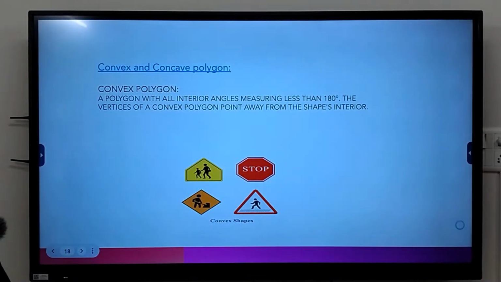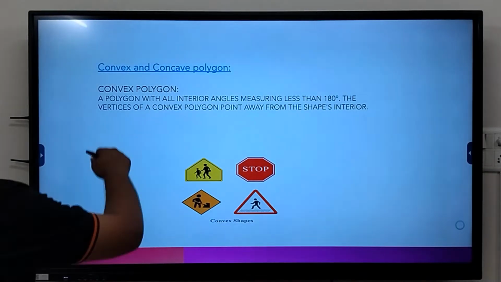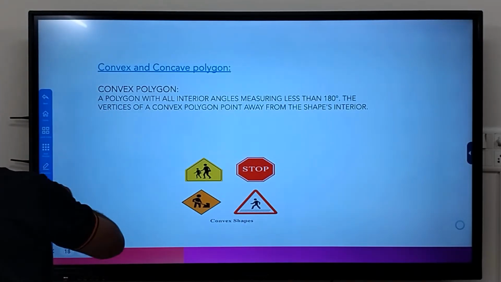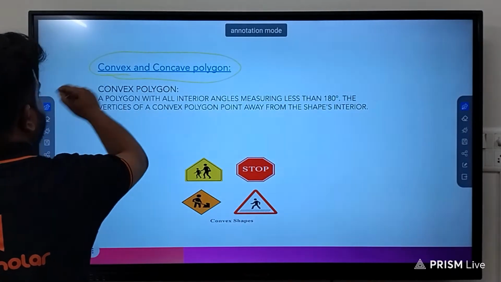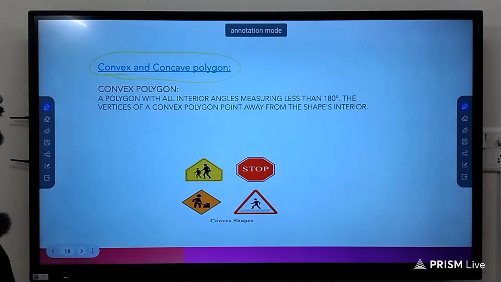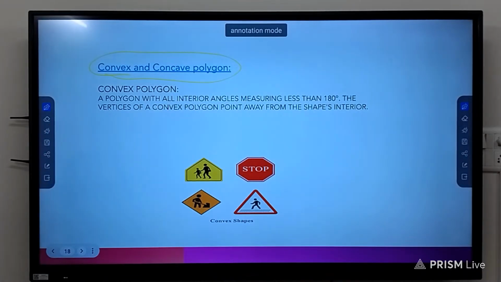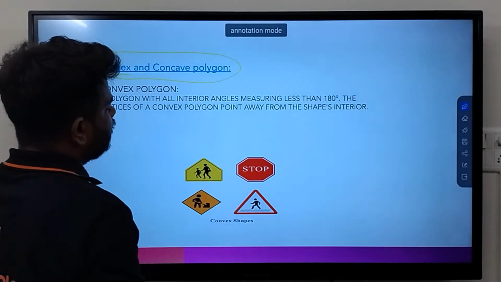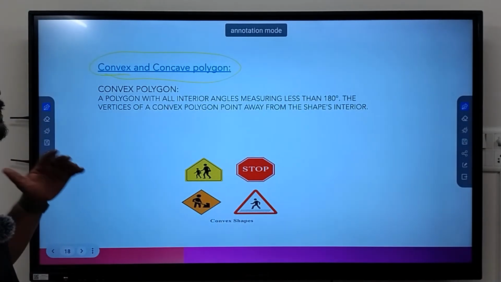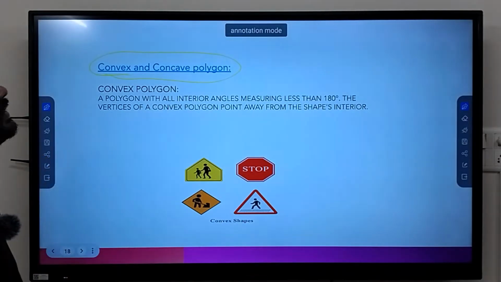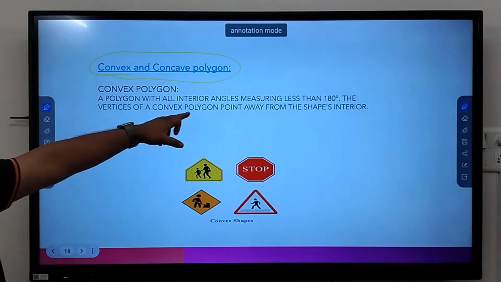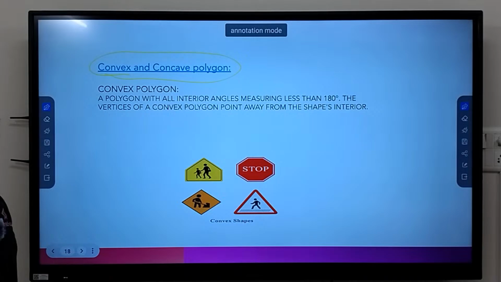Next, convex and concave polygons. Okay, maybe you all have learned in physics words like convex and concave. So the convex polygon is a polygon with all interior angles measuring less than 180. The vertices of a convex polygon point away from the shape's interior. Okay, so these will all be convex shapes. So why will they be called convex? Because the interior angles measure less than 180 degrees.